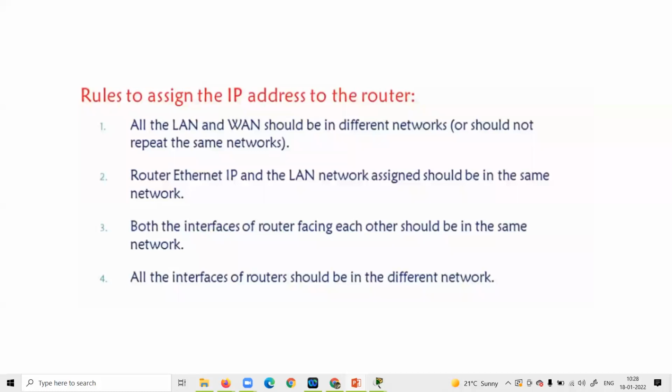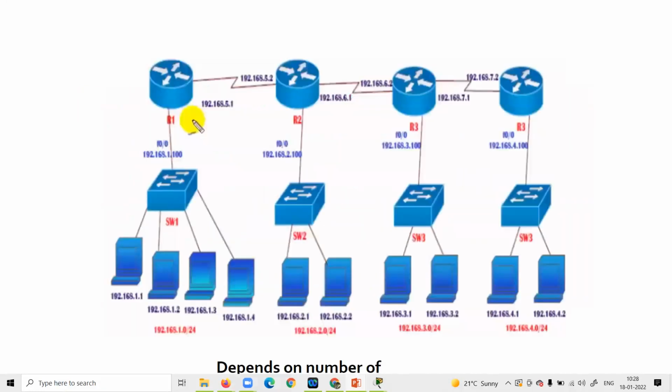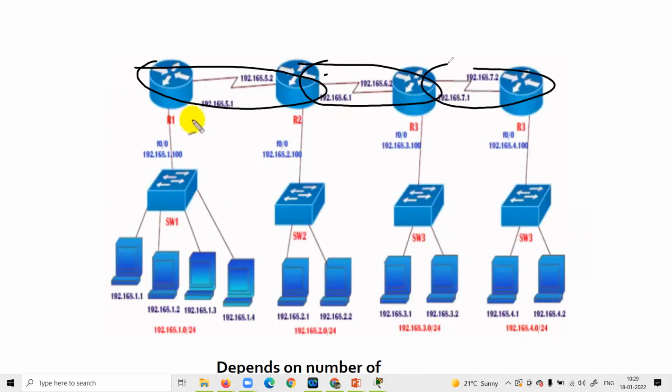So all LANs and WANs should be in a different network. I forgot to explain WAN to you. See, this is called a WAN. This is WAN 1. Please understand, this is WAN 1. I have already told you, when I connect a router with another router, that time a WAN connection gets established. See, this is WAN 2. This is WAN 3.